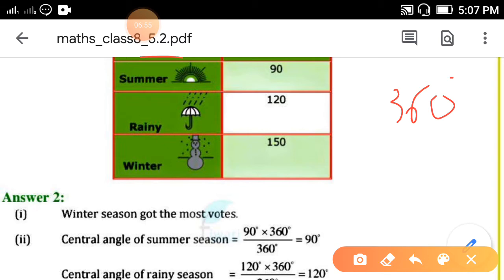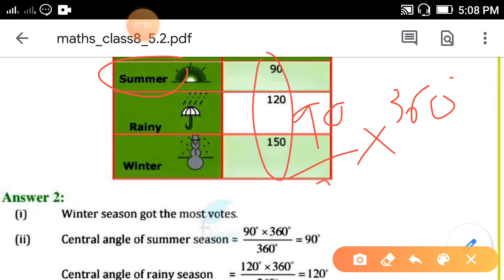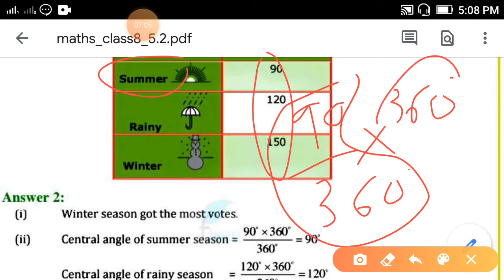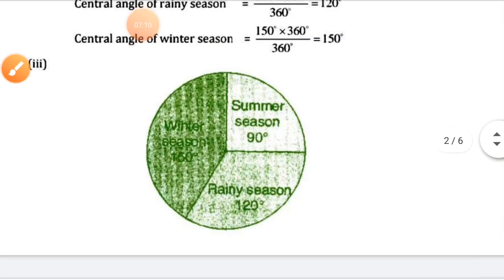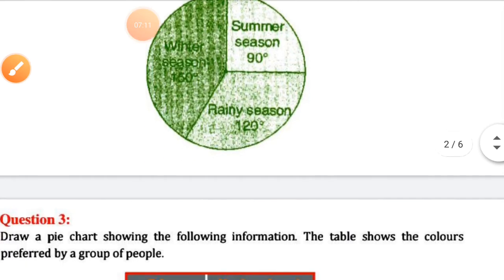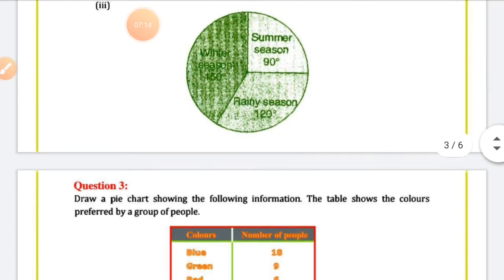First, the summer season: how many votes? 90. Out of how many votes? Total 360. Okay, so 90 out of 360, multiplied by 360 degree. Same way you have to find out for all the seasons. Then question number 3.